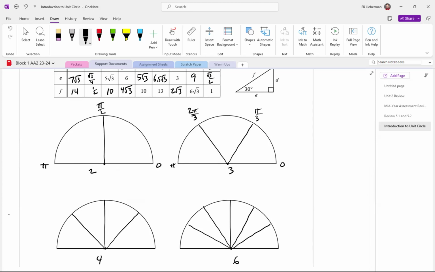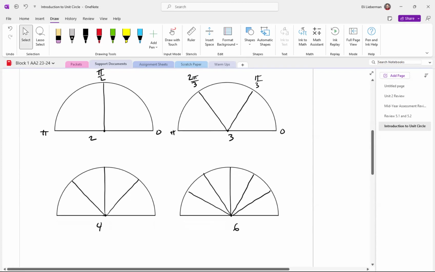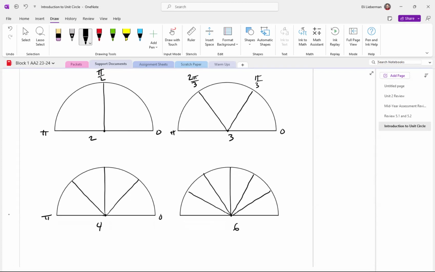Do you do the remaining slices? I'll do 0 and pi for both of them. Check with the neighbor, make sure they're following along, okay?